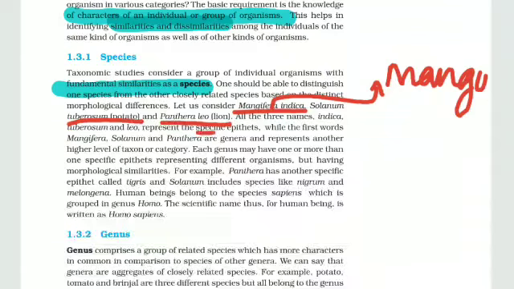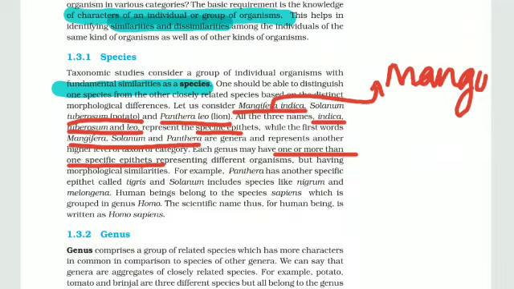While the first names, Mangifera, Solanum, and Panthera, are genera. So they belong to the genus. That is a higher-level taxon, or the category that comes after species. Each genus may have one or more than one specific epithet. Sometimes the scientific name of an organism may contain more than one specific epithet. I'll give you an example later.